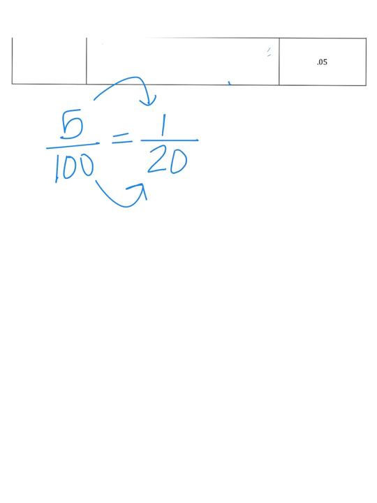Our next decimal is 5/100ths. 5/100 again we write as though we say it. 5 out of 100. Then we simplify the fraction. We see that the numerator and denominator share a common factor of 5, so we're going to divide both by 5. And our fraction is in simplest form. 5/100 is equivalent to 1/20.